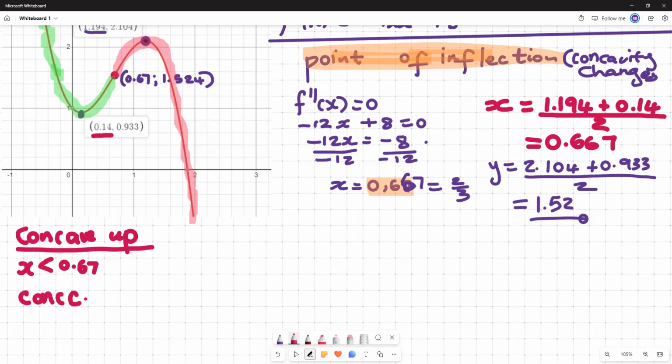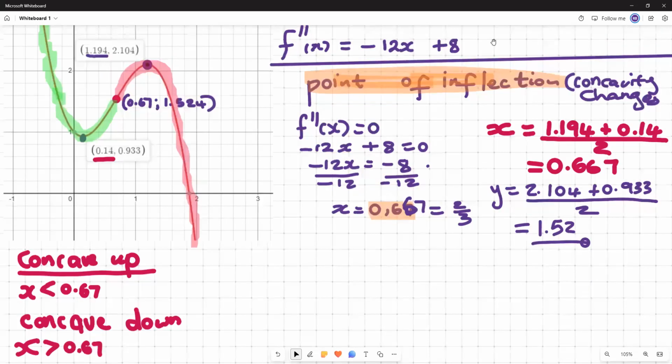Concave down, x, you can see it's going to be this side. It's going to be x is bigger than 0.67. So in simple terms, for concave up, the x value must be smaller than the x value at the point of inflection. And for concave down, the x value must be bigger than the x value at the point of inflection. And you know how to get the point of inflection.